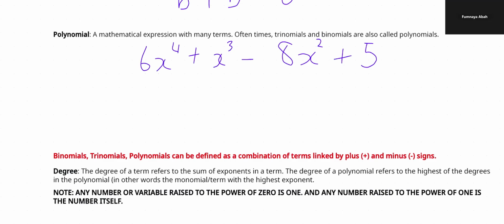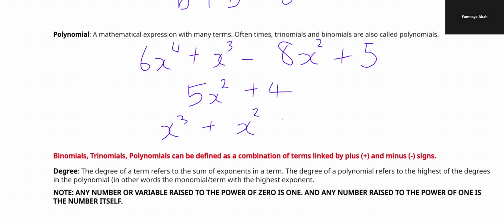So oftentimes trinomials and binomials can also be called polynomials. So let's say 5x squared plus 4. Even though the correct term for this expression would be a binomial, sometimes people can also call them polynomials because it's an expression that has more than one term. So it's not wrong to call it a polynomial, but technically the right term for this expression would be a binomial. Same with something like x squared plus x plus 1.